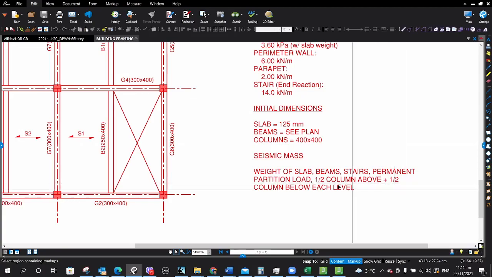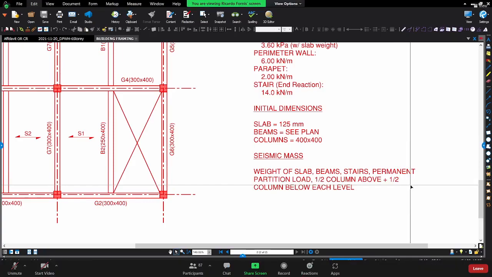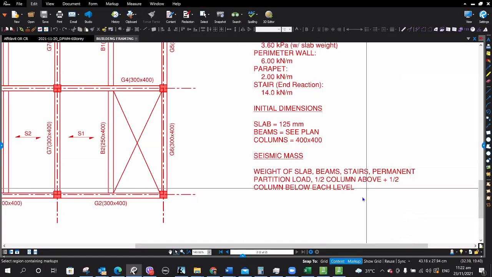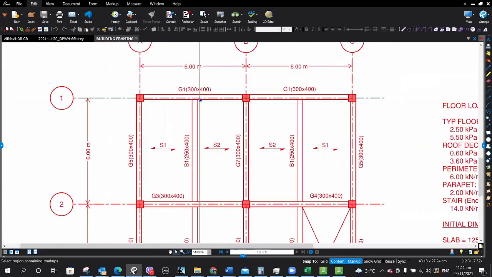For the columns, the usual practice is to consider, because the seismic load is applied per floor level, for example, second floor, third floor, roof deck. So your seismic force, the inertial force, is applied at that level. Now, to account for the weight of the column, what is normally used is to compute the weight of half the height of the column above that floor level, and then half the column height of the column below that level.